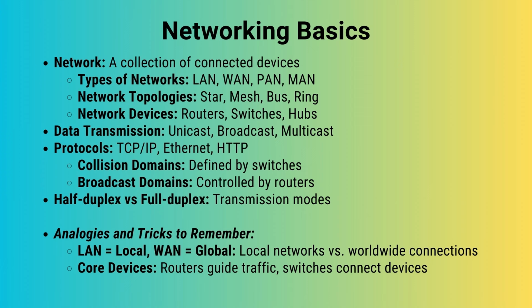A network is a group of connected devices that can communicate. We have LANs for local areas, like offices or homes, and WANs for wider coverage, connecting LANs across large distances. Key devices include routers that direct traffic between networks, switches that connect devices within a network, and hubs that send data to all connected devices.